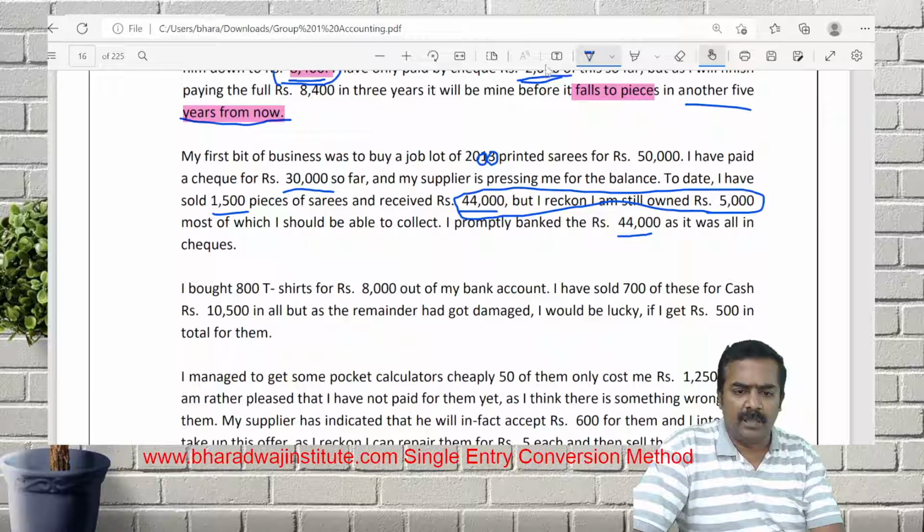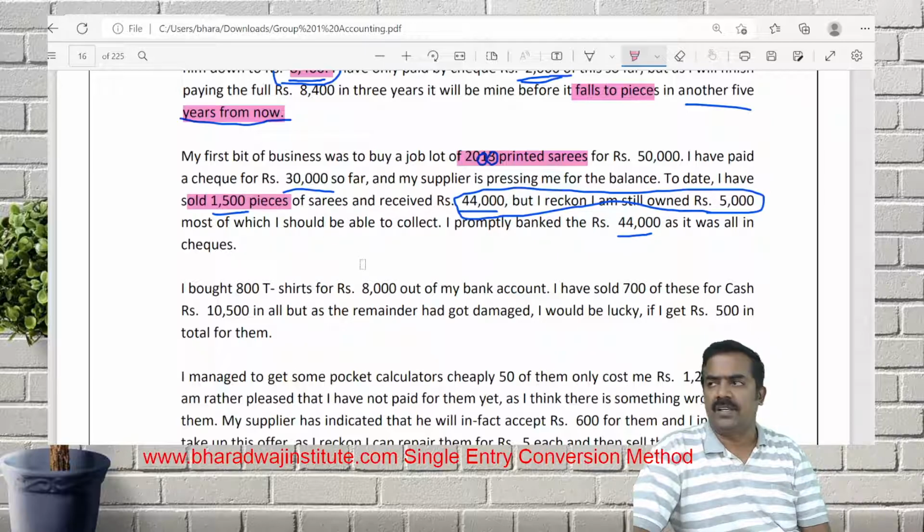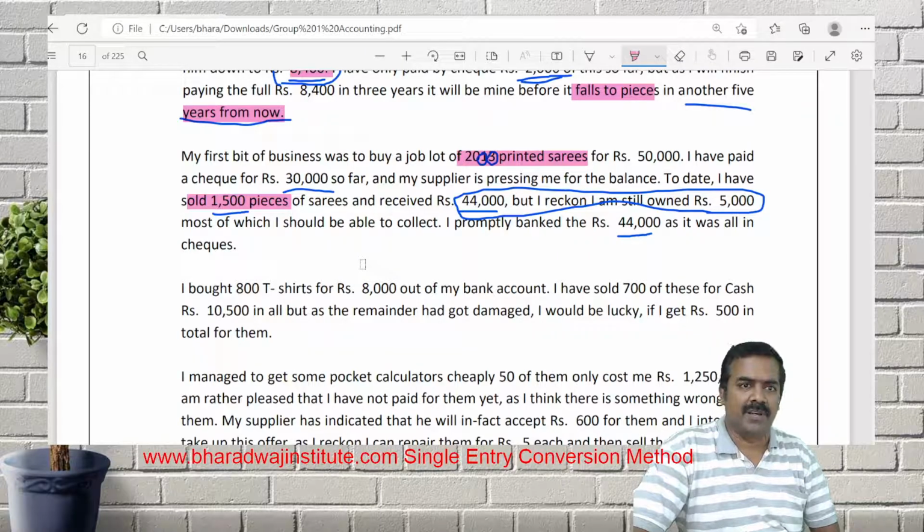Wait. Now, how many sarees were purchased? 2,000 sarees purchased. How many sarees sold out? 1,500 sarees. There is a closing stock of 500 sarees which we have to value. Closing stock we have to value.